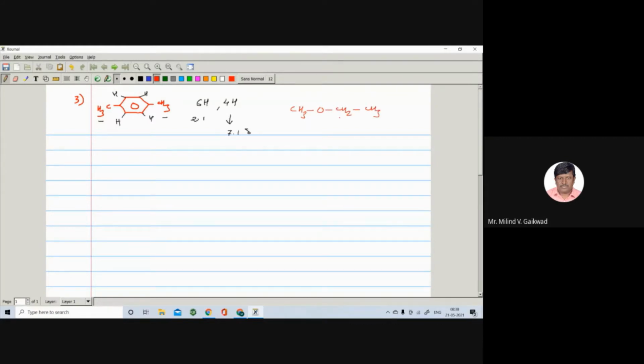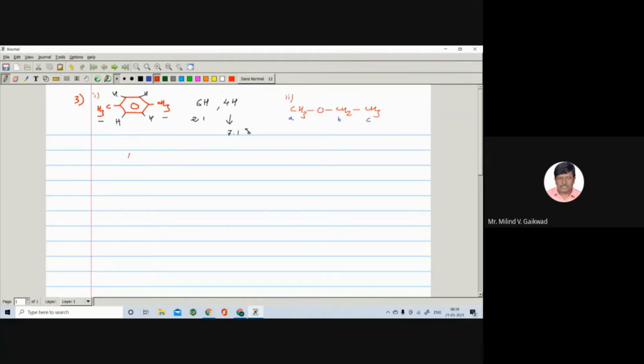How many sets of protons are there in this example? This is your example 1, this is your 2. How many sets of protons are there? CH3. Yes, Srushti, tell. A, B, and C. So there are 3 sets of proton. This CH3 and this CH3 are different. Why? Because their environment is different. Now you can tell me the number of equivalent protons in this molecule.